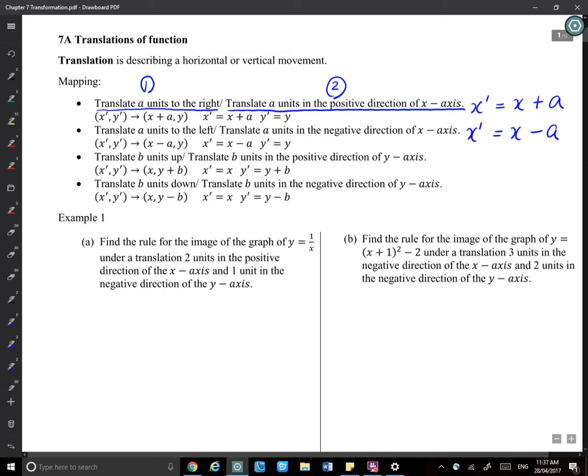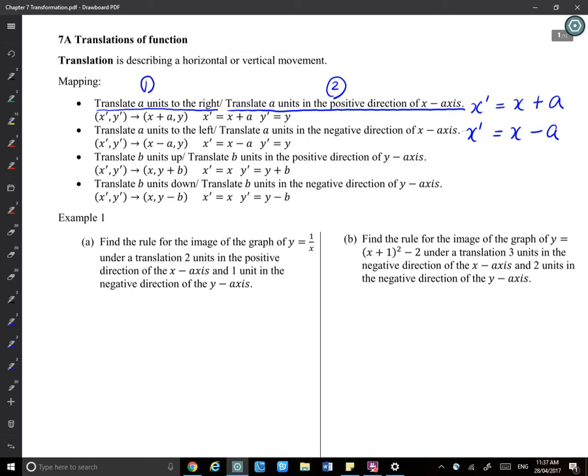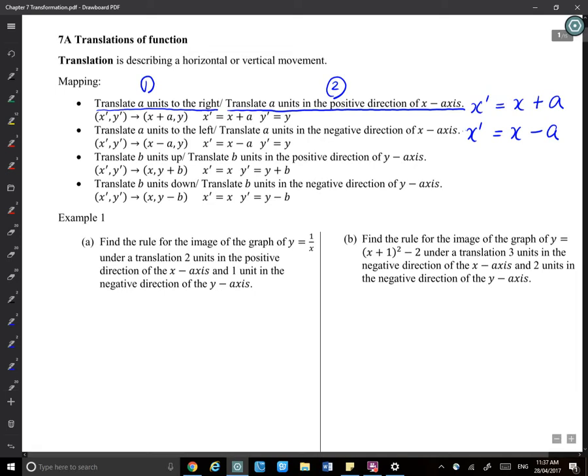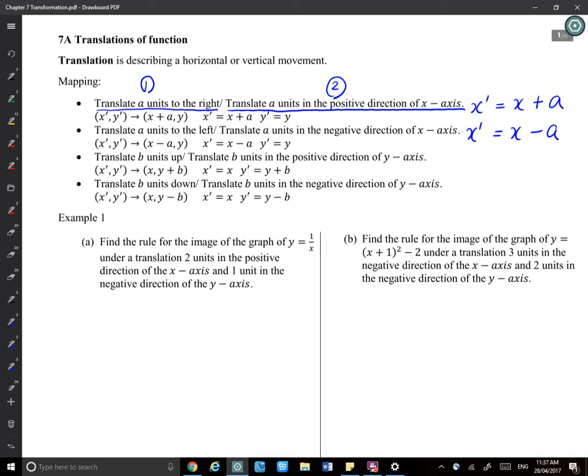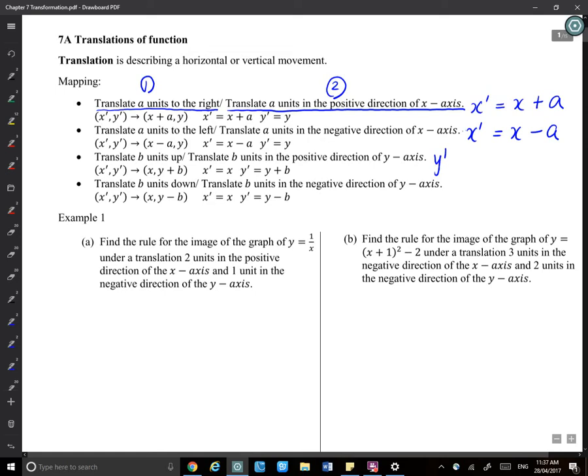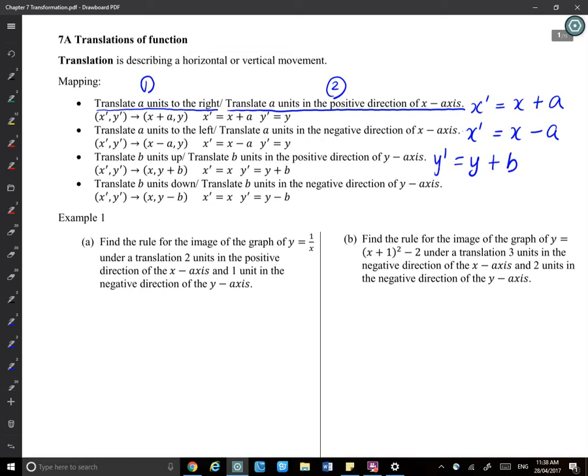And then it's moving left or right, and then moving up or down. Translate b units up. Translate b units in the positive direction of the y-axis. It's moving up. If you have 1, 1, if you translate 2 units, that will become 1, 3. So your y value will add the value you translate up. So the y dash, the new y value, will equal the old y value plus the units you translate up. So your old y going up by b units will give you the new y value.